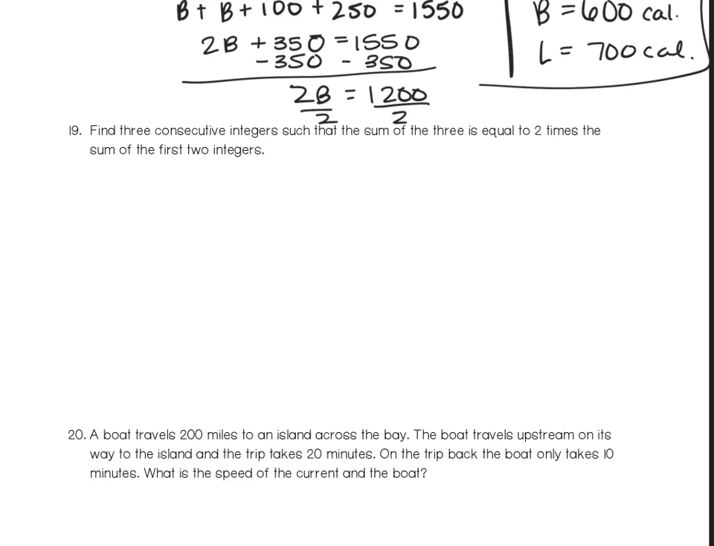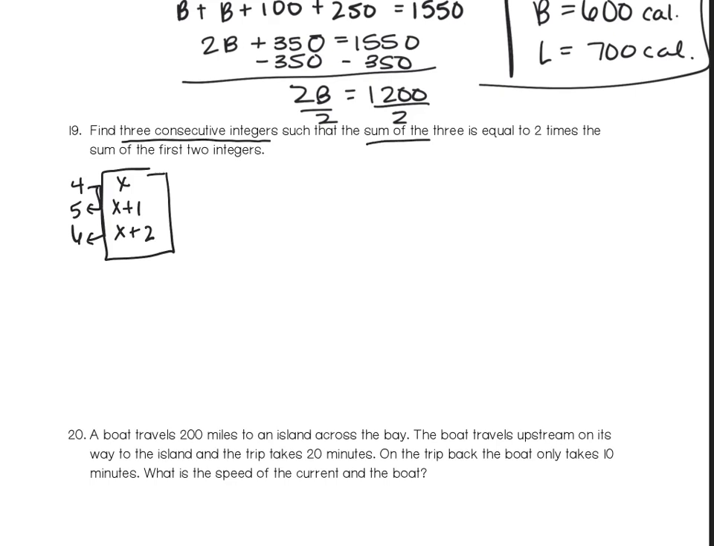Problem 19 says find 3 consecutive integers such that the sum of the 3 is equal to 2 times the sum of the first 2 integers. So first I need to figure out how to list out 3 consecutive integers. So remember, consecutive means in a row, like 4, 5, 6, for example. So if I let the first one be x, to get to 5, that'd be x plus 1. To get from 4 to 6, that's x plus 2. So this is how you want to list your 3 consecutive integers. Then you can start reading the problem.